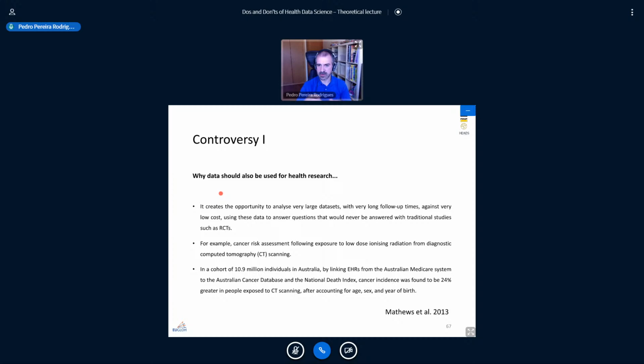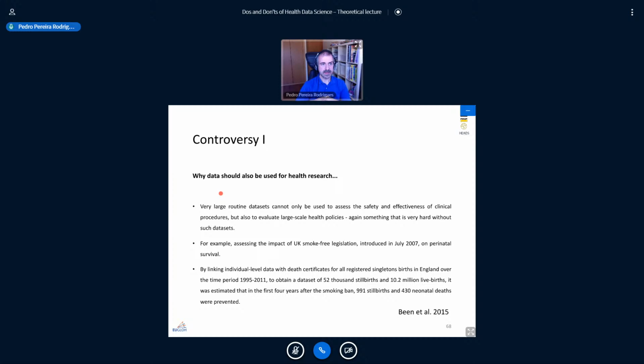So in a cohort of almost 1 million individuals in Australia, they managed to link electronic health records from the Medicare system to the Australian Cancer Database and the National Death Index. And they found that cancer incidence was 24% greater in people exposed to CT scanning, even after accounting for age, sex, and year of birth. And this is a study that would not be possible if you could not access data beyond its primary purpose.